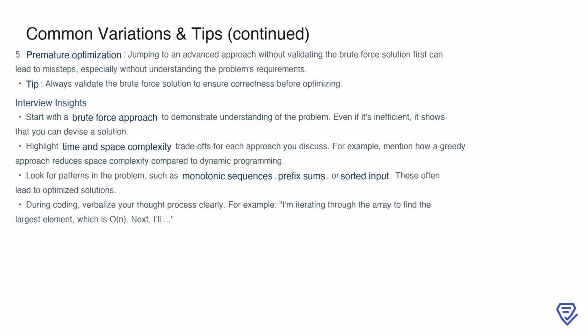Speaking of interviews, it's a good idea to begin with a brute force approach to show you understand the problem. Even if it's not efficient, it provides a foundation to build upon. As you discuss optimization, make sure to highlight the trade-offs between time and space complexity for each approach. For instance, compare how a greedy method reduces space complexity compared to dynamic programming. Look for patterns in the problem, such as monotonic sequences, prefix sums, or sorted input, since these often lead to natural optimizations. While coding, make your thought process clear by verbalizing each step. For example, you might say, "I'm iterating through the array to find the largest element, which is O(n)," and then explain the next step from there.